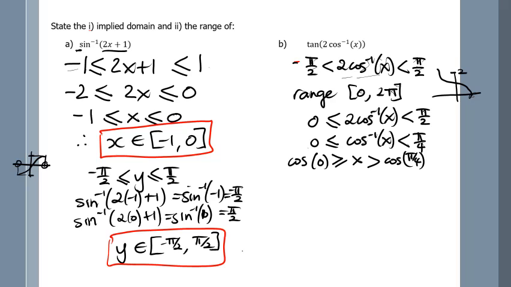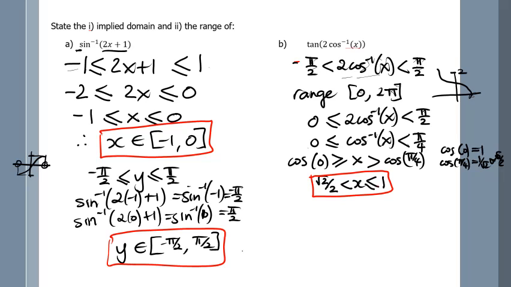Now, cos of 0 we know is 1 from the graph. Cos of pi on 4 we know is 1 on root 2, or root 2 on 2. So here, our values lie between root 2 on 2 is less than x, which is less than or equal to 1. So that's our domain for this function. We can use values from root 2 on 2 up until 1, and then we'll be able to evaluate tan of those values.